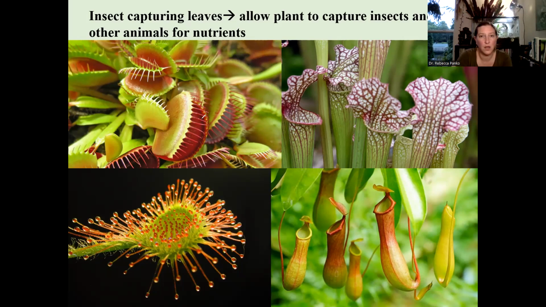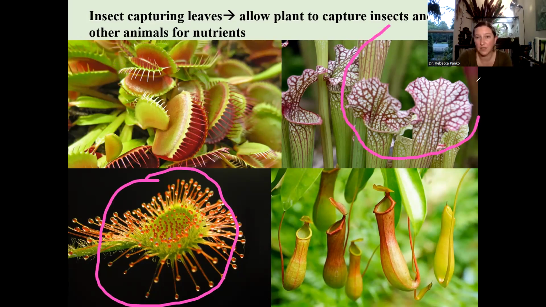I'll do pink. So Venus flytrap, you guys are probably most familiar with in terms of a carnivorous plant. There's also this called a sundew. Sundew kind of looks like dew. And then there's different types of pitcher plants. This on the top is a pitcher plant. This is another type of pitcher plant.